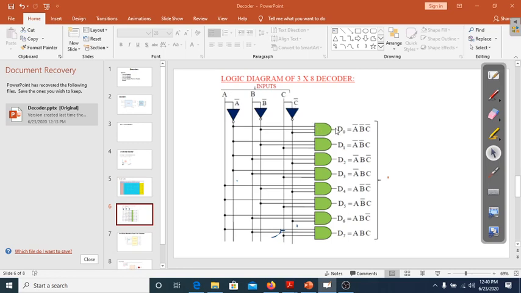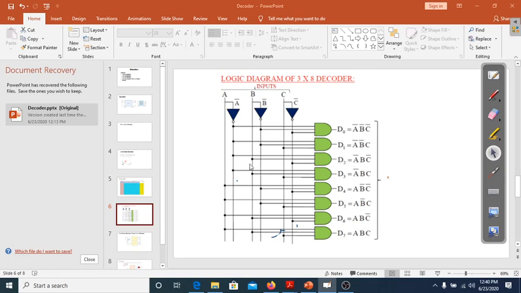So for D0 I will connect it with these connections: this is the connection with A complement, this is the connection with B complement, this is the connection with C complement. For D1 I will connect it with A complement and B complement: this is the connection with A complement, this is the connection with B complement, and this is the connection with C. Now D2 is equal to A complement into B into C complement.